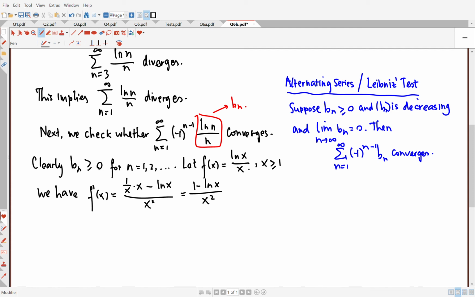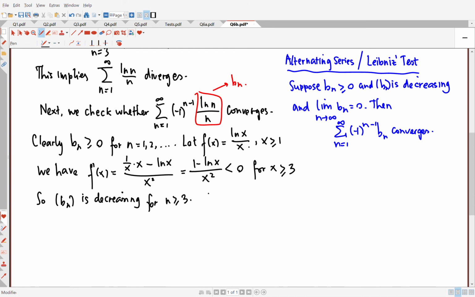So this is 1 minus ln x divided by x squared. Okay, and this is less than 0 for x more than or equal to 3, right? So f of n, which is Bn, is decreasing for n more than or equal to 3.